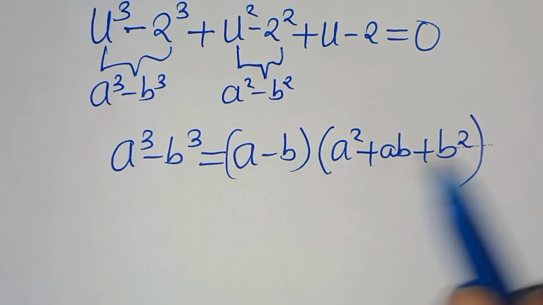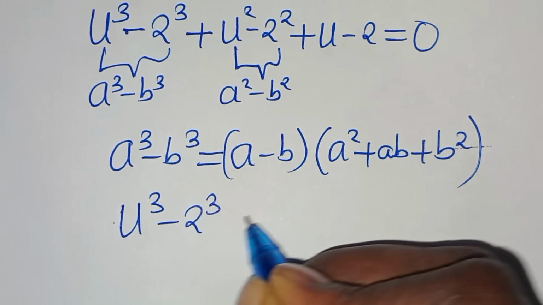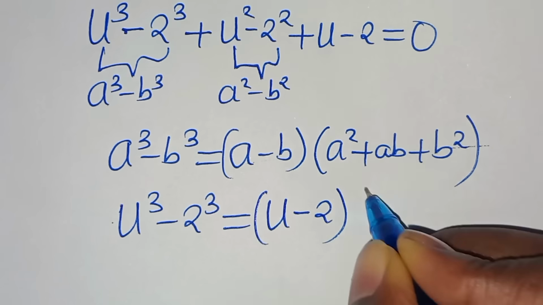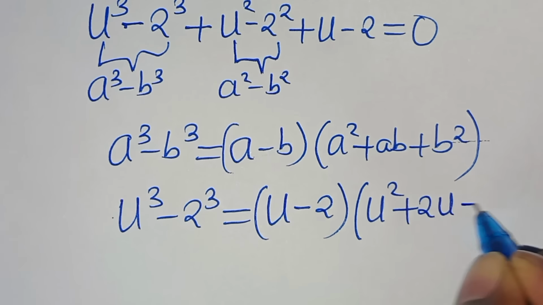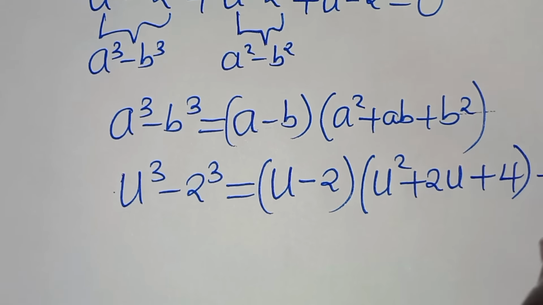So applying this identity, then u to the power of 3 minus 2 to the power of 3 can be expressed as u minus 2, then here we have u squared plus 2u, then plus 2 squared, which is equal to 4. Let's call this equation 1.